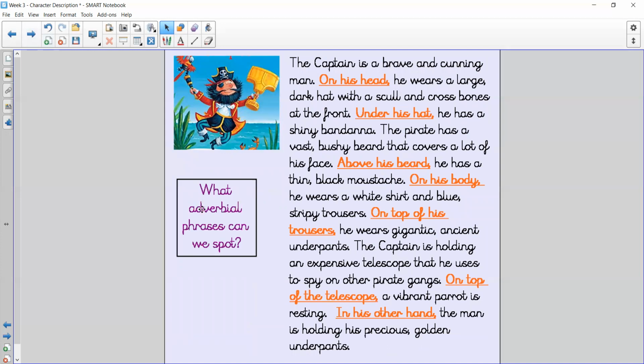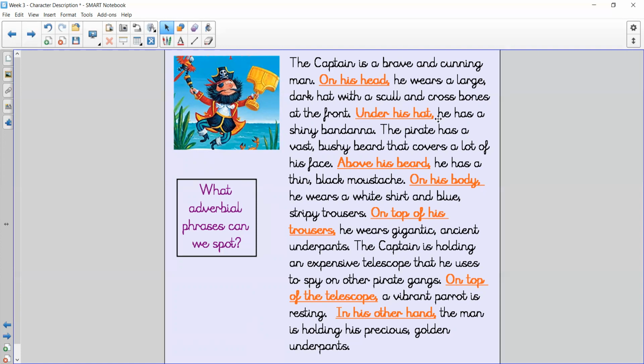So we're going to see whether we can spot any adverbial phrases in this character description here. So I'm going to read it to you. The captain is a brave and cunning man. Oh, I can't spot any in that sentence. Let's look at the next one. On his head, he wears a large dark hat with a skull and crossbones at the front. Oh, I can see I've got an adverbial phrase at the start here. Where is he wearing his hat? On his head. Let's look at the next sentence.